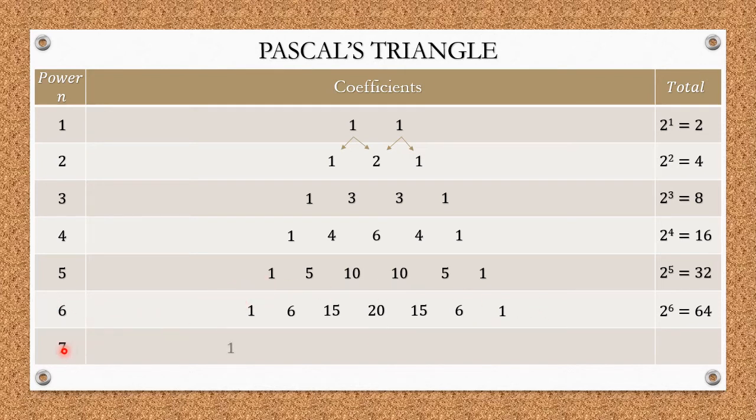So right now for the power 7, diagonal 1, then 1 plus 6, 7, 6 plus 15, 21, 15 plus 20, 35, 35, 15 plus 6, 21, 6 plus 1, 7, and again diagonal 1. So these are the coefficient values for the a plus b raised to 7. These are not the expansion values, these are the coefficients of the expansion. Okay, and the total will be 2 raised to 7, 128.